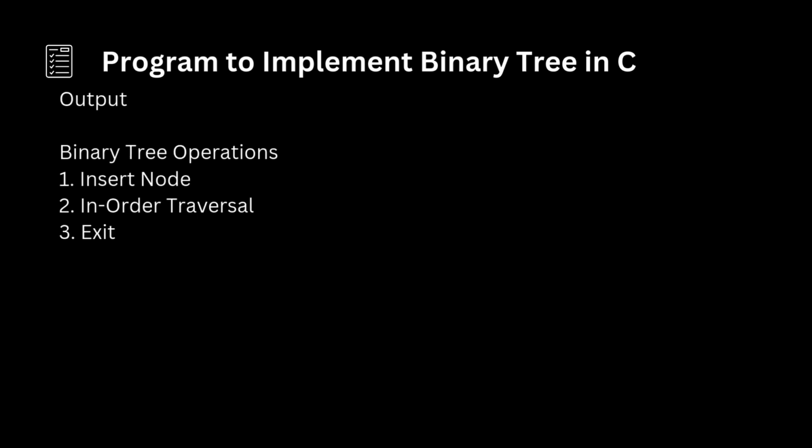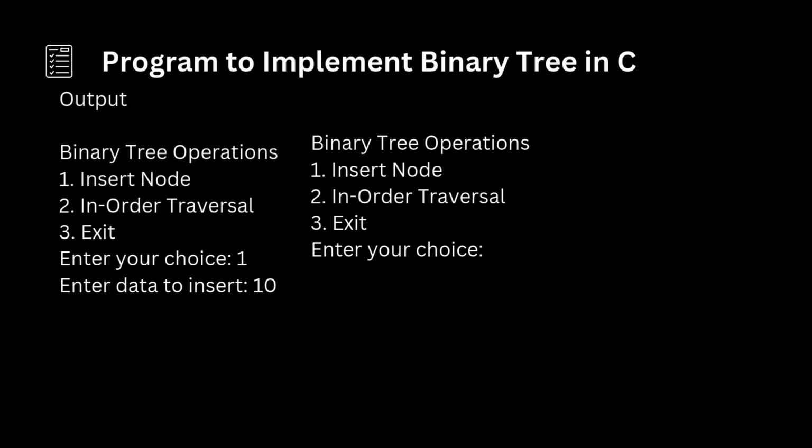Output of the program will be like this: binary tree operations, which prompts the user to enter the choice. As you can see, there are three options: insert node, in-order traversal and exit. Now we will enter 1. Enter data to insert: 10. Again it will prompt the user to enter the choice.